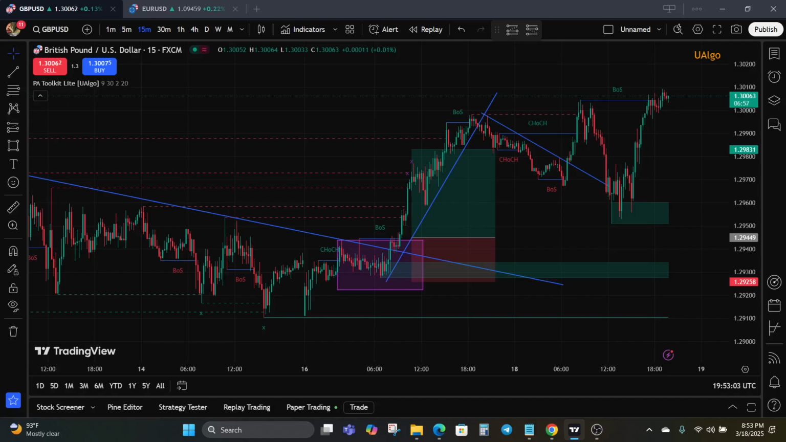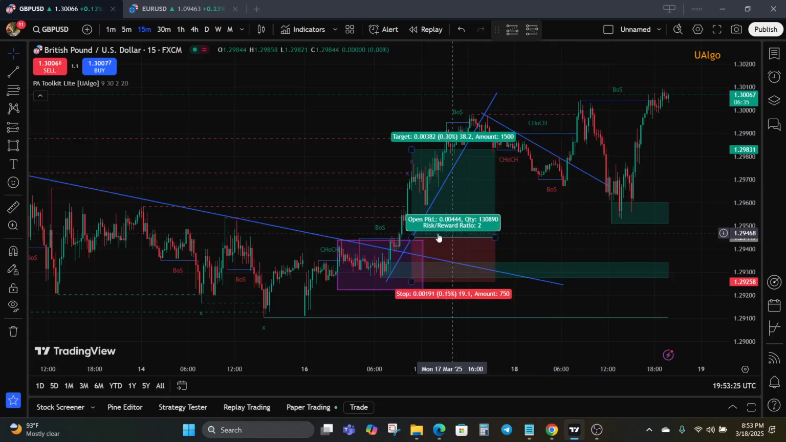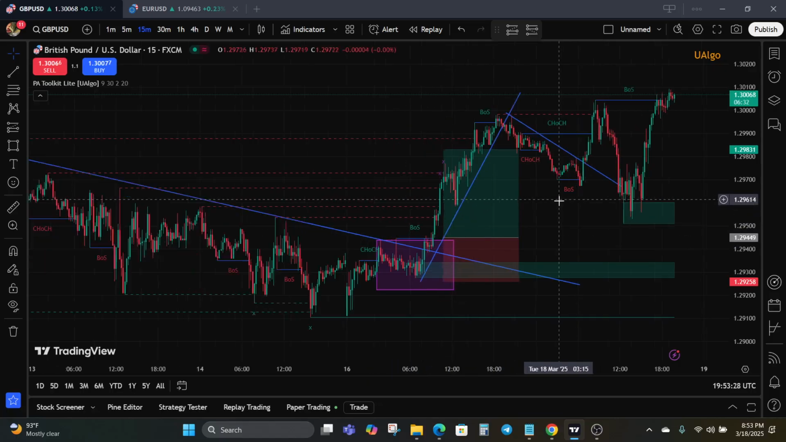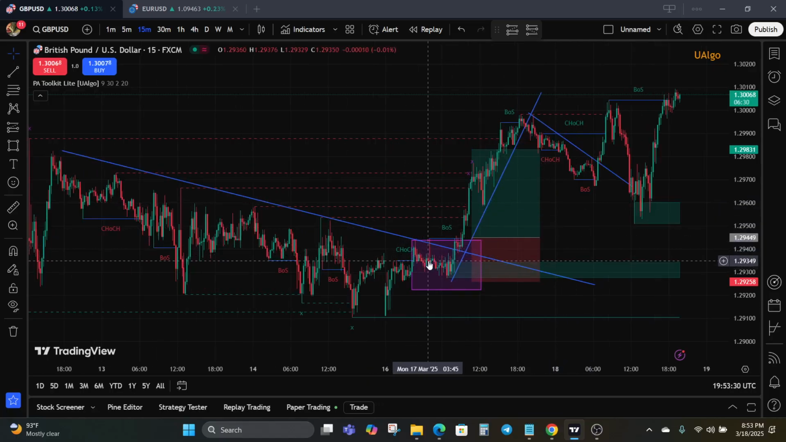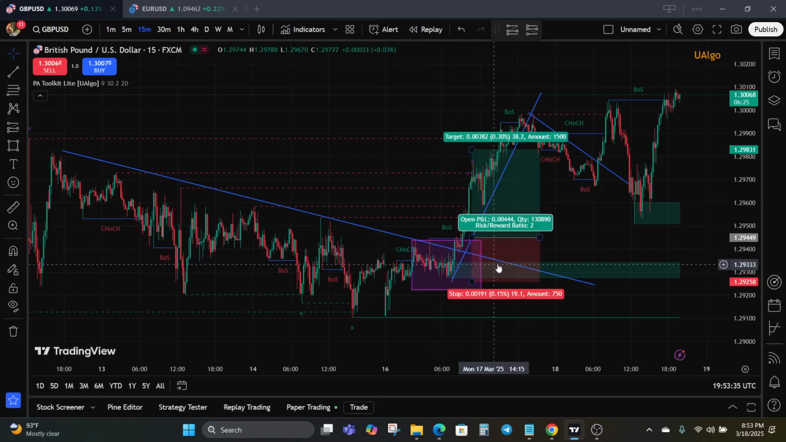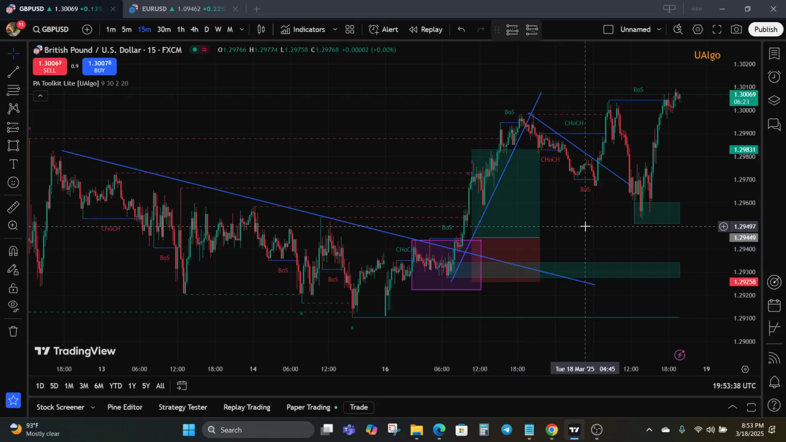Now let us put everything together into a simple trading strategy using the Price Action Toolkit Indicator. First of all, you should identify market structure. Check if the market is in an uptrend or a downtrend using the BOS and CHOCH signals. Then watch for key price action signals. Look for BOS signals to confirm trend continuation. Then watch for CHOCH signals near support or resistance to catch early trend reversals. And then finally, you can enter your trade with confluence.